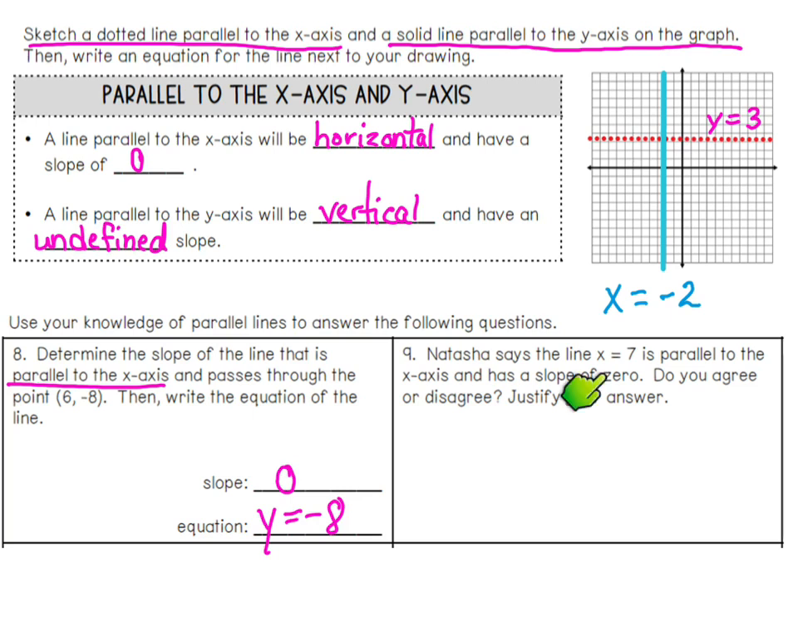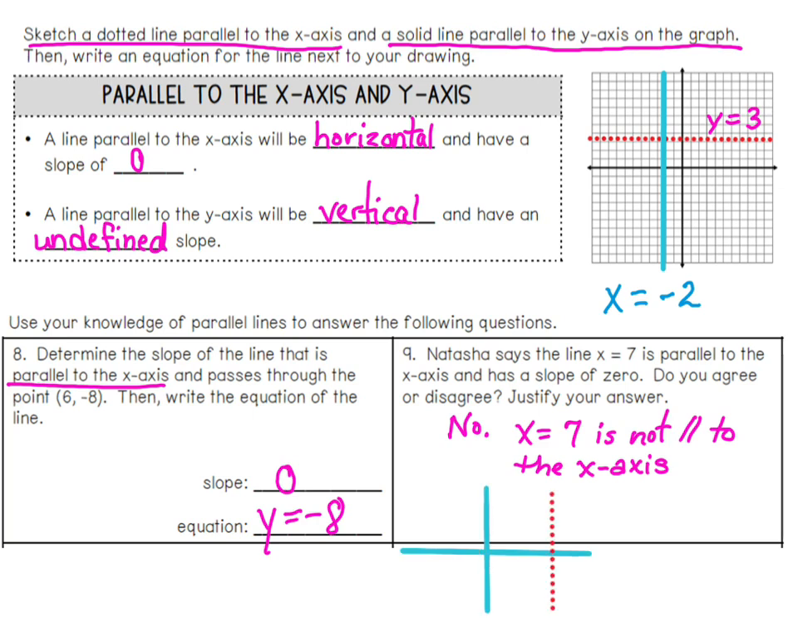Natasha says the line x equals 7 is parallel to the x-axis. Those two will never be, they have to be opposites. So this should have been y equals 7. Okay, so I would disagree with that. And x equals 7 is not parallel to the x-axis. Y equals 7 is parallel to the x-axis. All right, and there's proof. Just draw yourself a picture. X equals 7 is not parallel to this line right here.